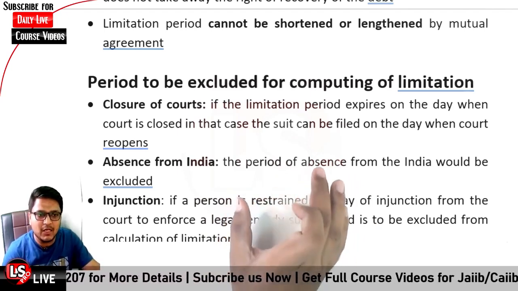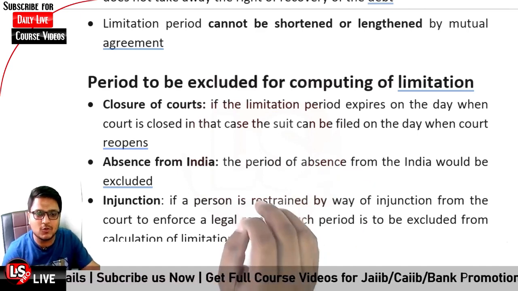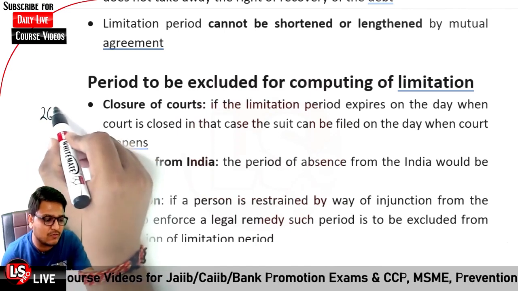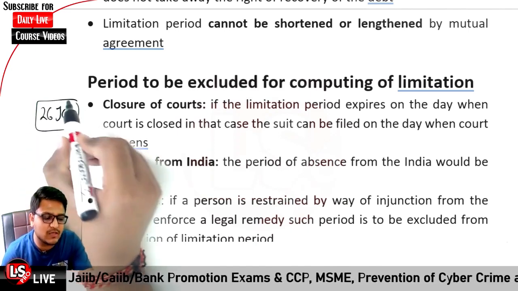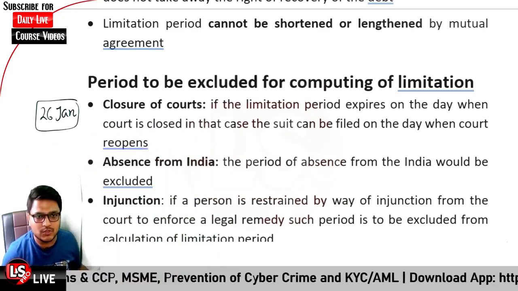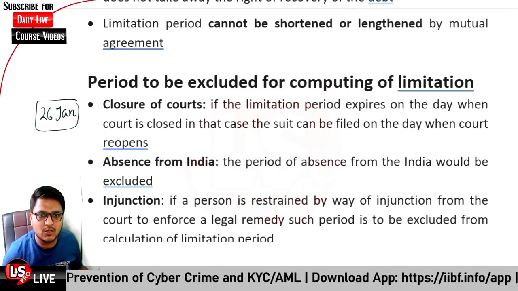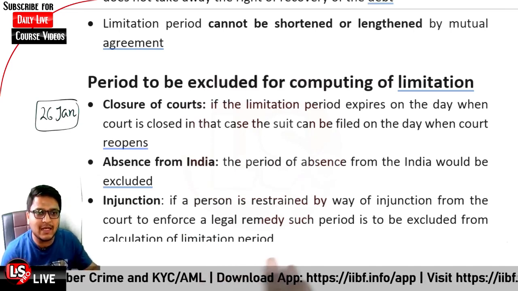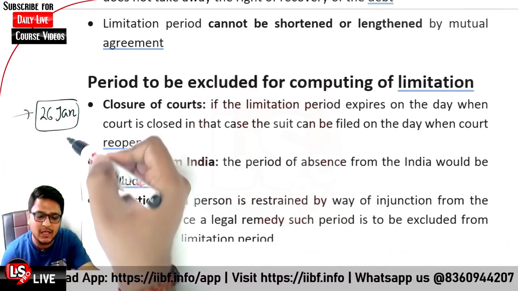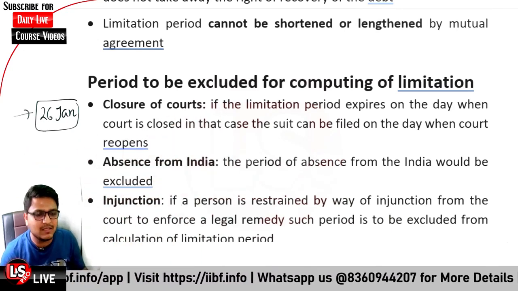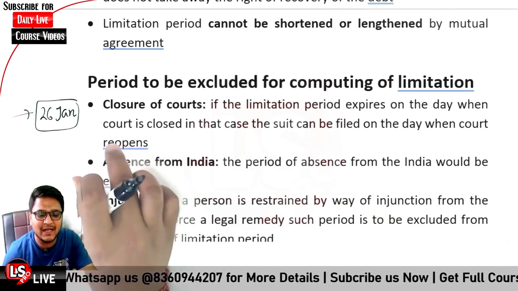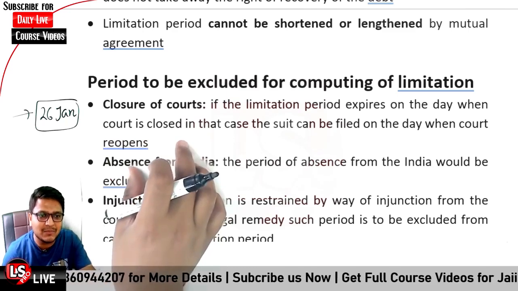if the limitation period is expiring on the day when the court is closed, it could be the case that the limitation expires on 26th of January or on any other day when it is public holiday or the court is closed. In that case, the suit can be filed on the day when the court reopens. Okay, it means the closure date when the limitation expires can be excluded and the limitation will be available till the court when it opens.